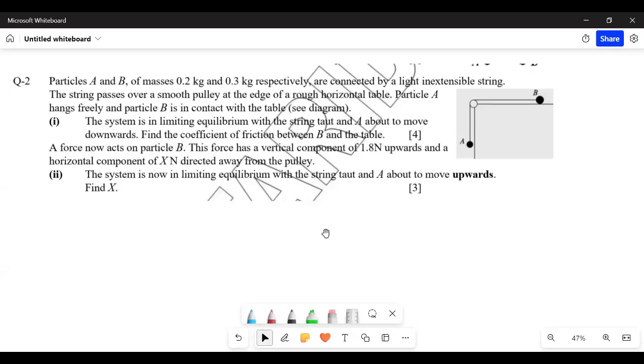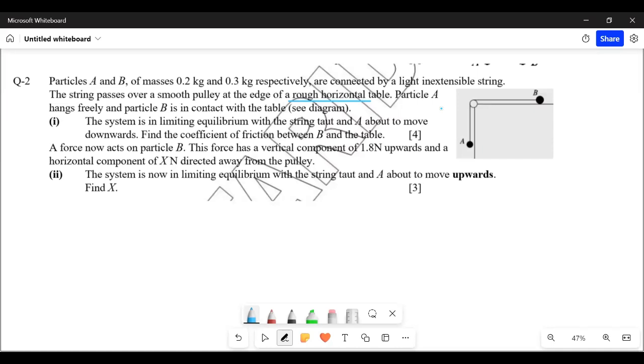Let's start. Question number 2 of the worksheet on connected particles. Particles A and B of mass 0.2 kg and 0.3 kg respectively are connected by a light inextensible string. The string passes over a smooth pulley at the edge of a rough table. So the table is rough, meaning that there is going to be some friction in the direction opposite to the movement. Particle A hangs freely and particle B is in contact with the table.